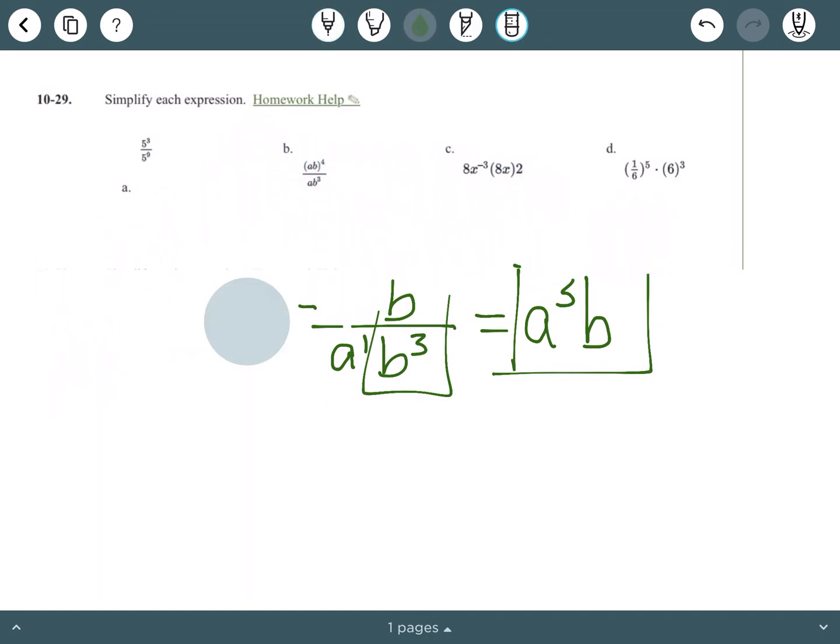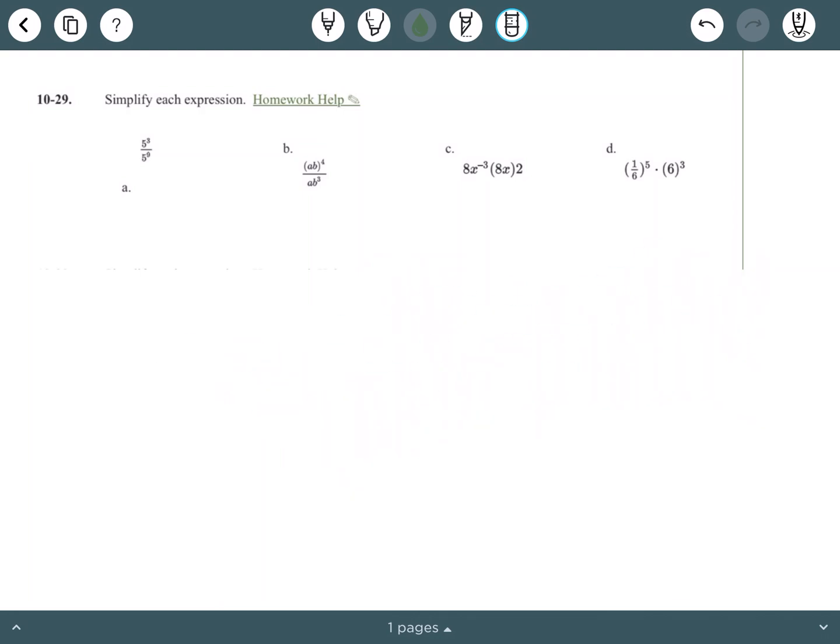All right, let's go ahead and move on to part C. Now, I will tell you, for C and D, what I'm going to do is I'm going to factor these out for you. These are both pretty tricky if we're trying to go by shortcuts only. So I do want to work these two out by factoring. So for C, we have 8x to the negative 3rd times 8x times 2.